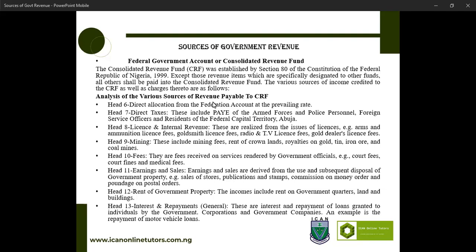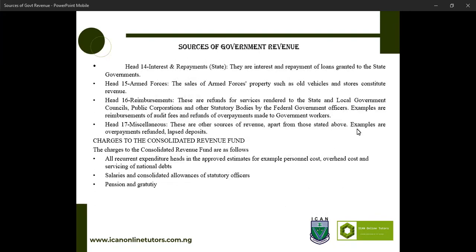These are interest and repayments of loans granted to individuals by the government, corporations, and government companies. An example is the repayment of motor vehicle loans. And 14, interest and repayment states. These are interest and repayment of loans granted to the state government. So the federal government can grant a loan to any state government, and the repayment will be recognized under 14.